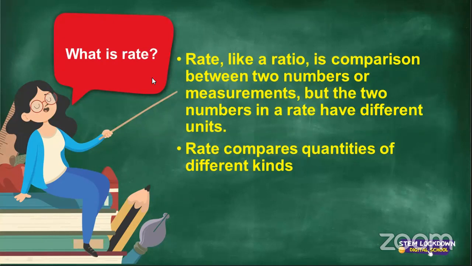So rate is like a ratio. It's a comparison between two numbers or measurements, but the two numbers in a rate have different units. For now, the calculations we've been doing ever since we started with measurements, we've been emphasizing making sure that you convert all your values to be in the same unit. Remember, ever since we started with length measurements, volume, area, whatever, we have always emphasized that you convert them to the same unit. But now for rate, it is different. In rate, you're actually comparing two different units. Rate compares quantities of different kinds.